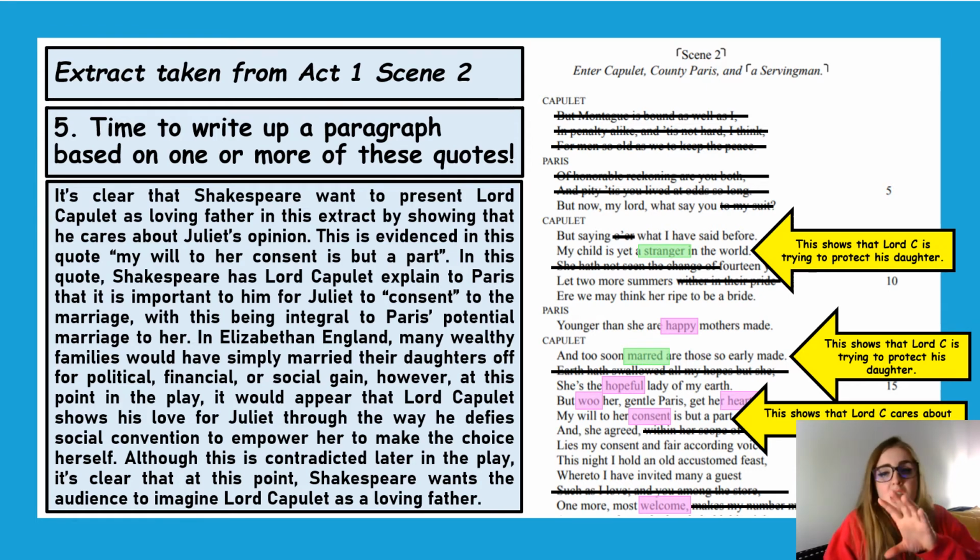We could start to pair it up with other quotes and look at the cumulative effect. But we have really ticked off AO3 here as well, because we've talked about Elizabethan England. We've talked about our understanding of social convention and things like that. Again, we could be more specific, but generally this is a good start. We are looking at the clear band here. It's not the most perceptive of paragraphs, but we are trying to get into that clear band first and foremost.